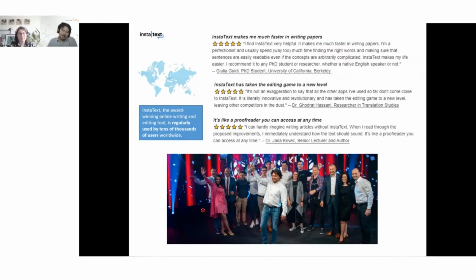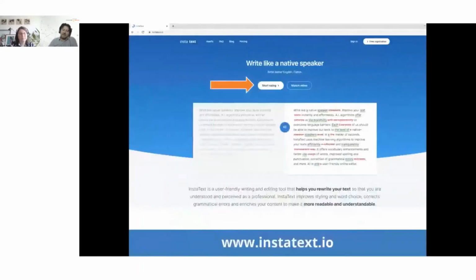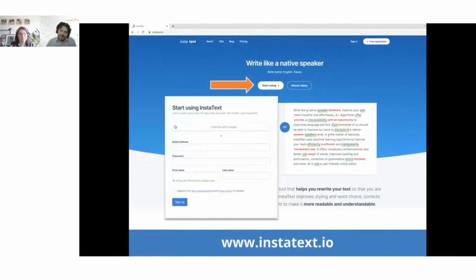And there are many reviews like this, and I hope it at least gives you an idea that it's worth trying out the tool for 14 days and seeing for yourself how it works. It's so easy. You just go to instatext.io. You can continue with the Google button, and immediately you can start using it. So it's just so very easy.